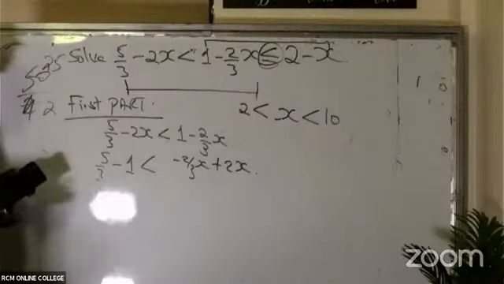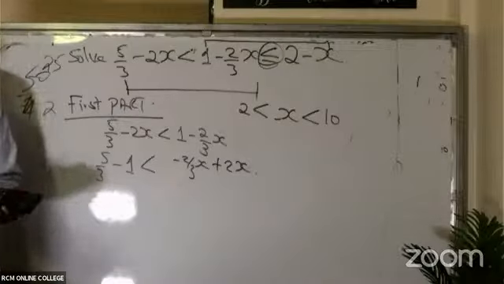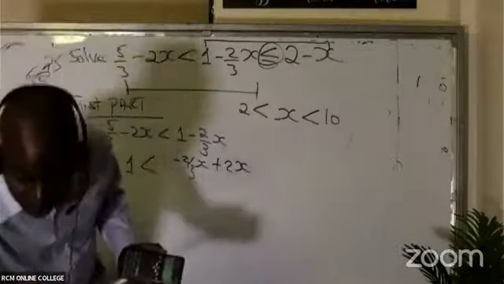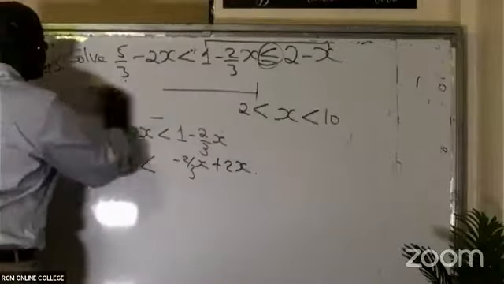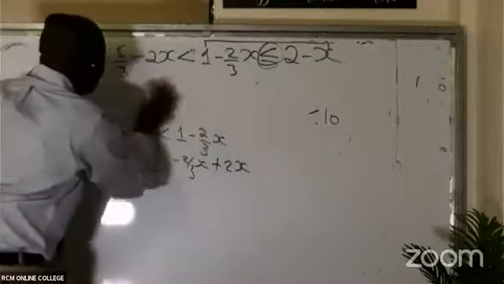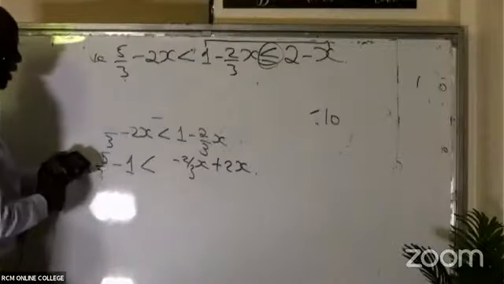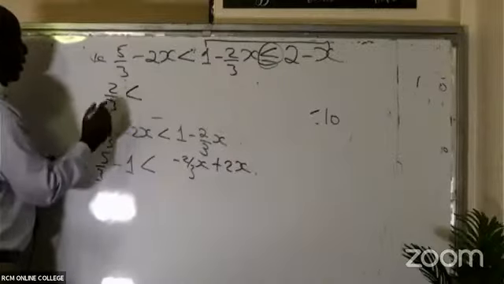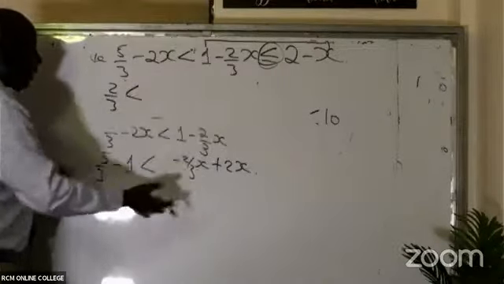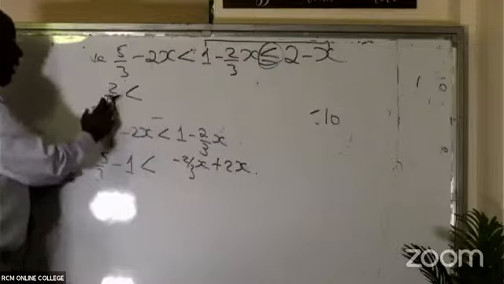Now, from there, ladies and gentlemen, I know in this first part there is one fact that I know: this is giving me 2 over 3 less than, or rather, in perspective of x, x will be greater than whatever we have here.